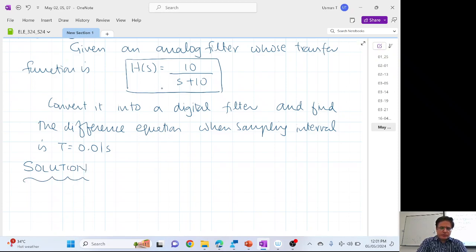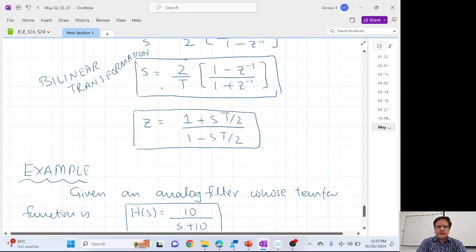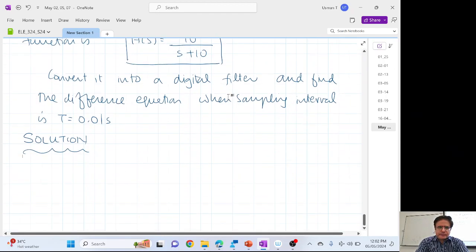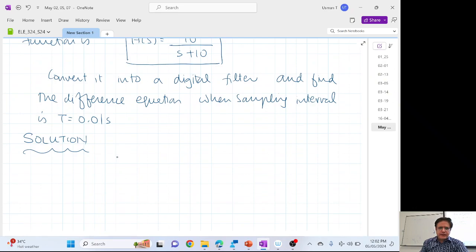What we will do is apply this bilinear transformation. This bilinear transformation will just replace s with 2 over T times (1 minus z^-1) over (1 plus z^-1). And the sampling interval is 0.01 seconds, so T is 0.01 seconds. This implies 1 over T is going to be 100.